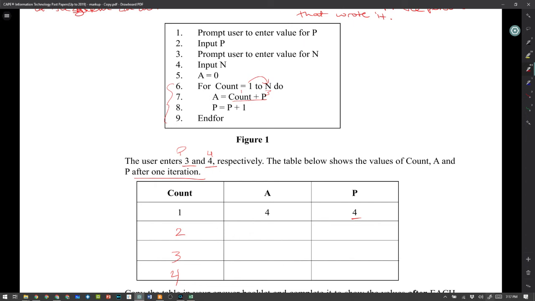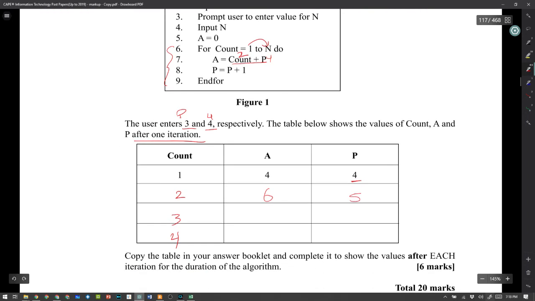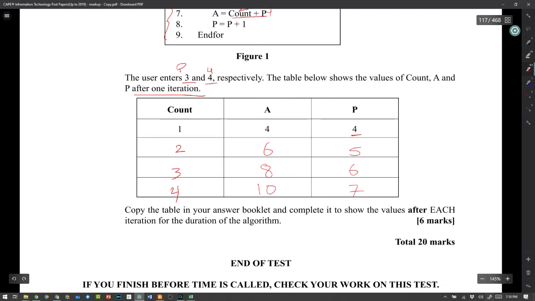For the second iteration now, count is going to change to 2. So that's going to be 2 plus whatever the value of P is now, which is 4. So that'll be 2 plus 4, which will be 6. So A will be 6. And P goes up by 1, which will be 5. When we loop again, we'll be adding 3 plus 5, which will be 8, and 5 plus 1, which will give us 6. And then when we go again, we add 4 plus 6, which will be 10, and we carry up P by 1, which will give me 7. So that's what it's supposed to look like there.